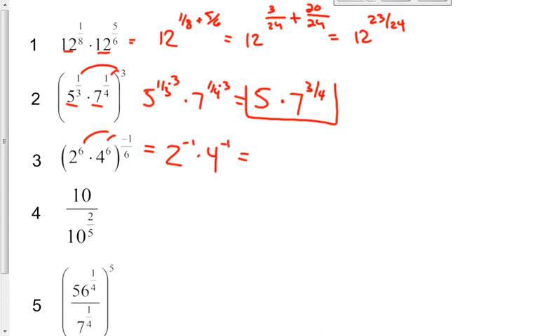Each of these, flip it. 1 over 2 to the 1st. 1 over 4 to the 1st. And then multiply. 1/8. That's one way you could do this.